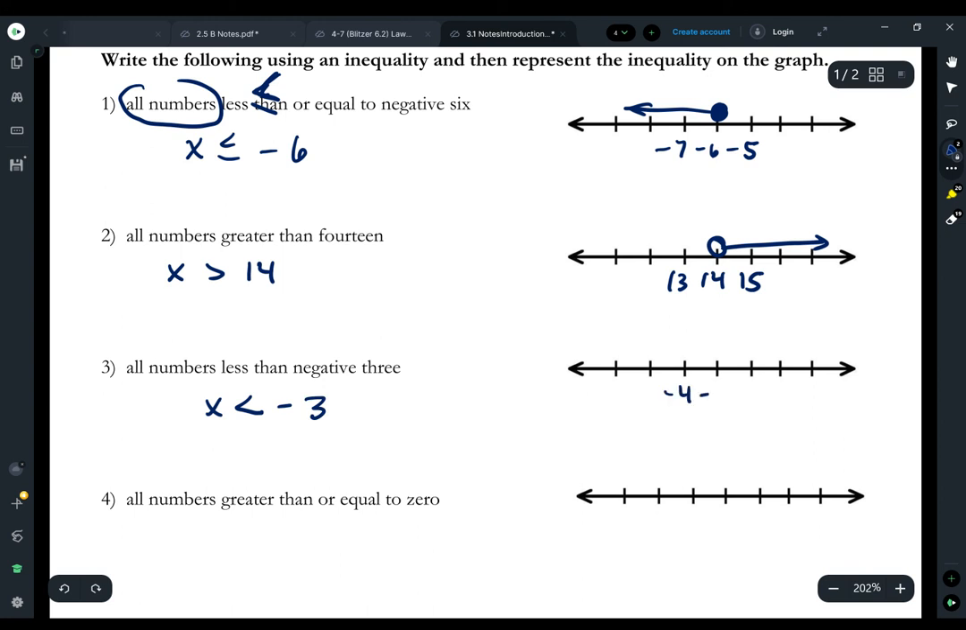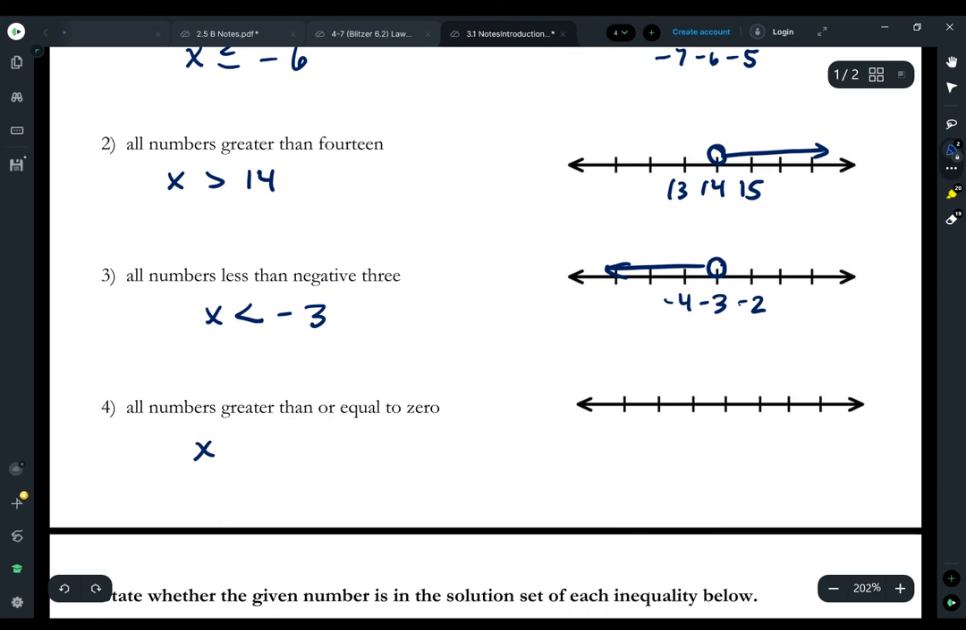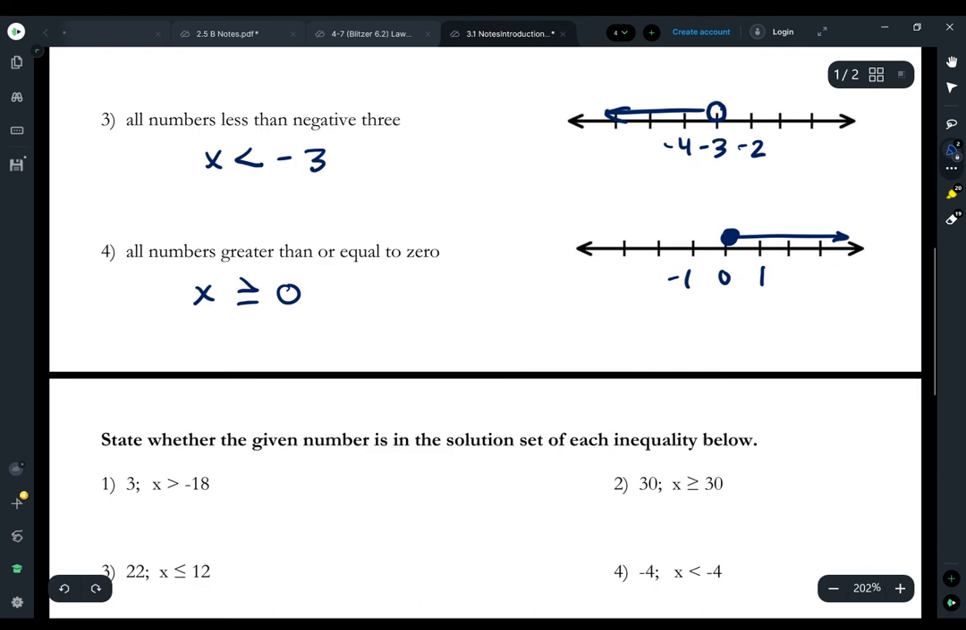So -4, -3, -2. Less than means I've got an open circle to the left. All numbers, so X greater than or equal to 0. So -1, 0, 1. So we've got our 3 numbers again, one on either side of 0. I'm going to fill it in and it goes to the right.